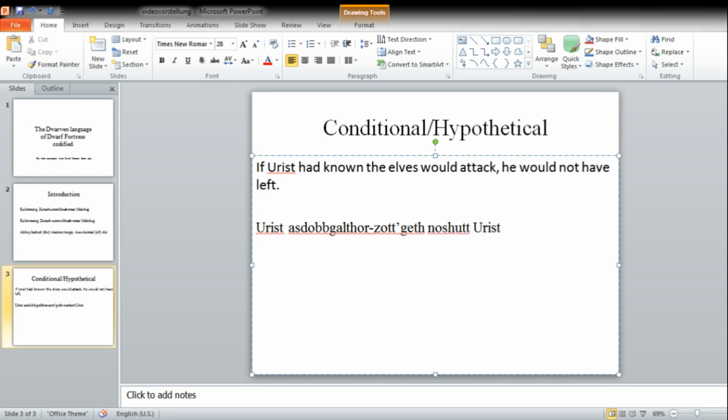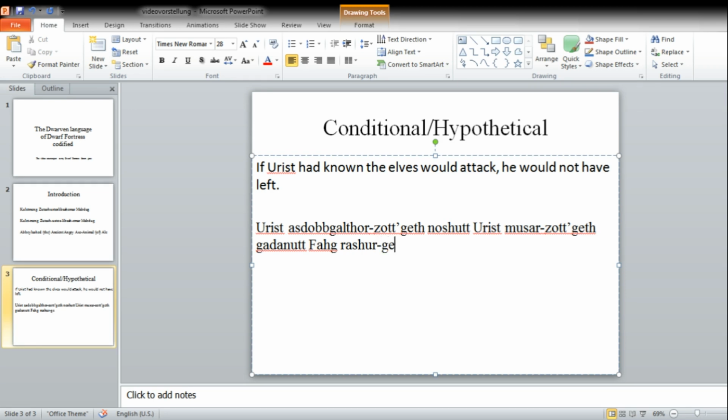Noshut. Eurist would not have left if Eurist. What's the word for no? The word for no is musar. If Eurist had known, hypothetical past, and then we need another conjunction because we're referring to the elves who are the next subject, so we need gadanut fog. What's attack? Rashgur.